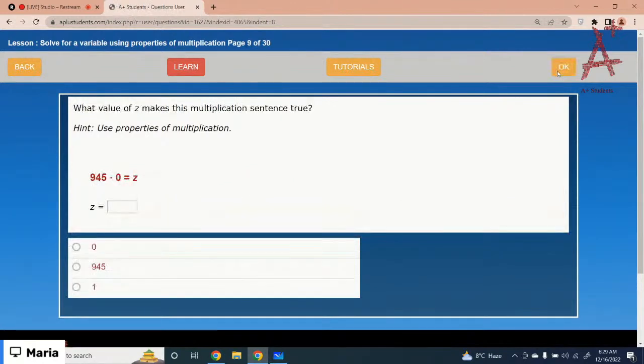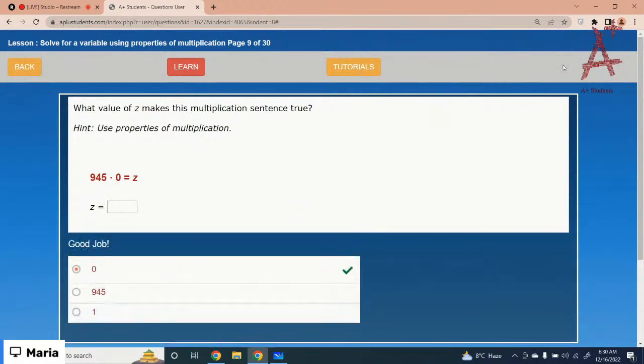Very good. Okay. 945 times 0 is... any number multiplied by 0 is 0. Got it? So select the correct option, then click on the OK button.